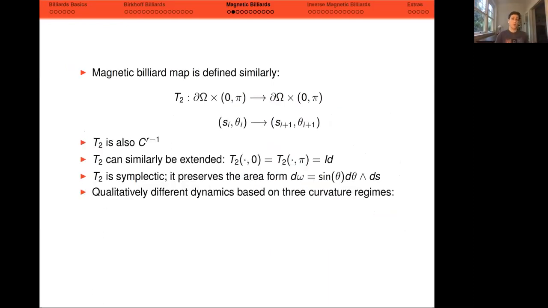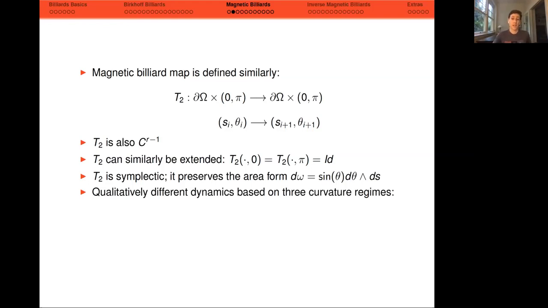We can do the same as we did before and define the magnetic billiard map. It's still defined on the same annulus, where again, we're parameterizing the boundary by arc length. Just like the standard billiard map or the Birkhoff billiard map, if the boundary is r times differentiable, then the billiard map itself is going to be r-1 times differentiable. Just as before, we can extend this map to the identity at the boundary of its domain, where if the angle made with the boundary is 0 or pi, we consider motion to stop.